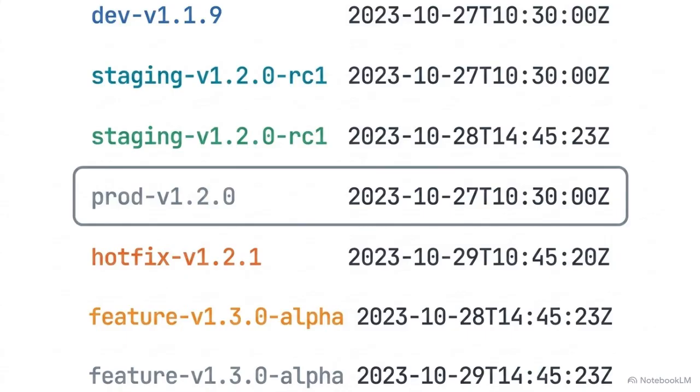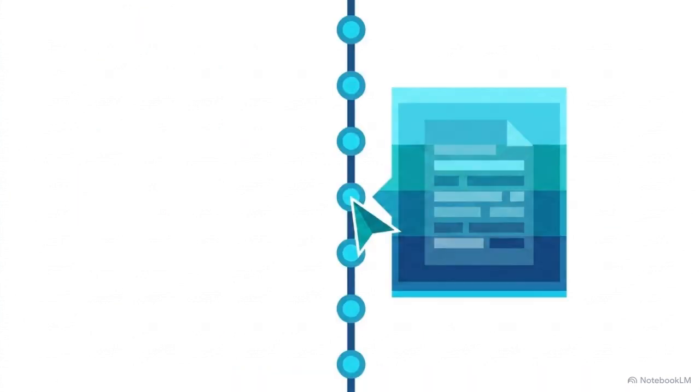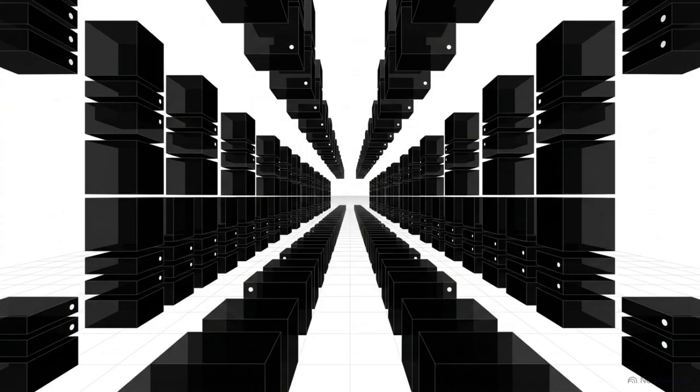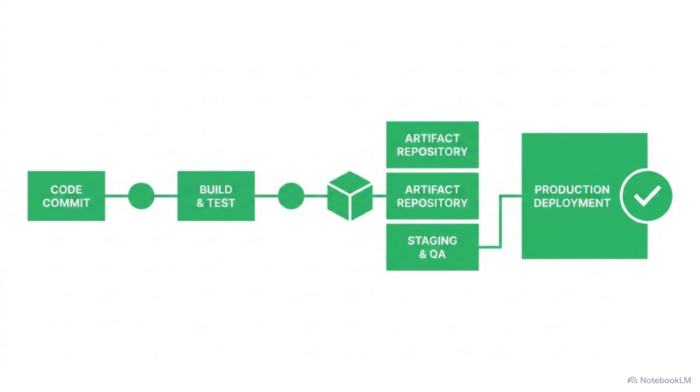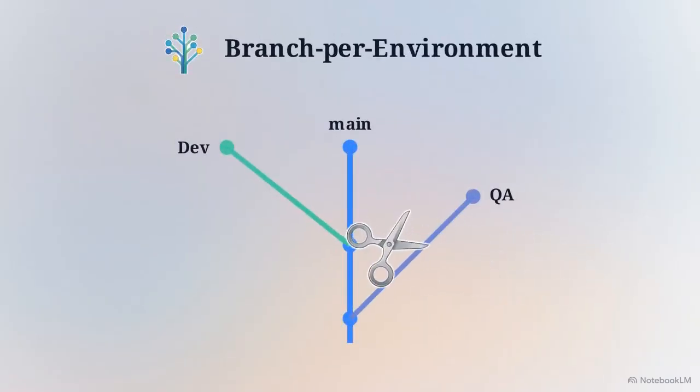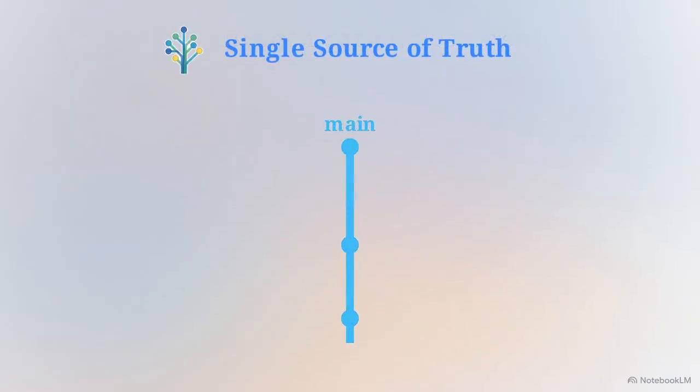Look at this list of environment prefixed tags. By applying labels like prod v1.2.0 to the main branch after every deployment, you create historical bookmarks that represent the entire state of your infrastructure at that moment. The core trade-off of modern deployment architecture is simple. To achieve a conflict-free and auditable pipeline, you must stop using Git's most famous feature, branches, to manage your environments.